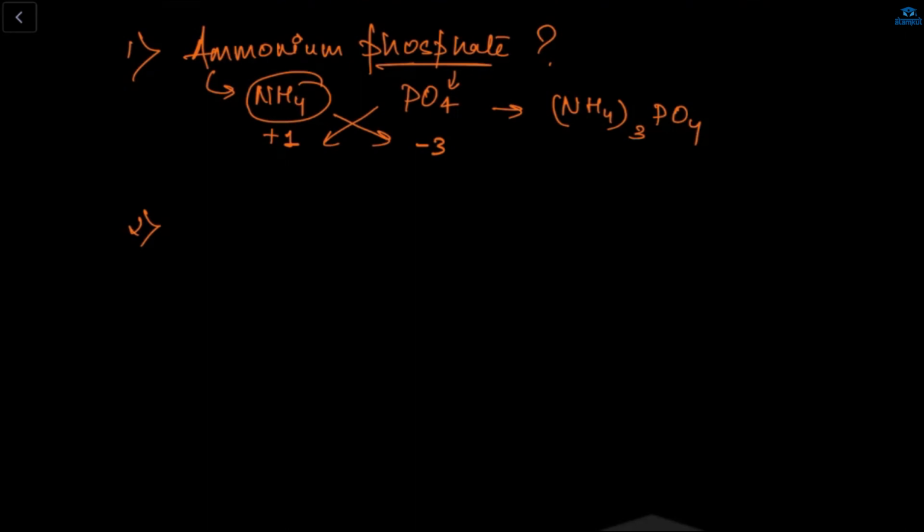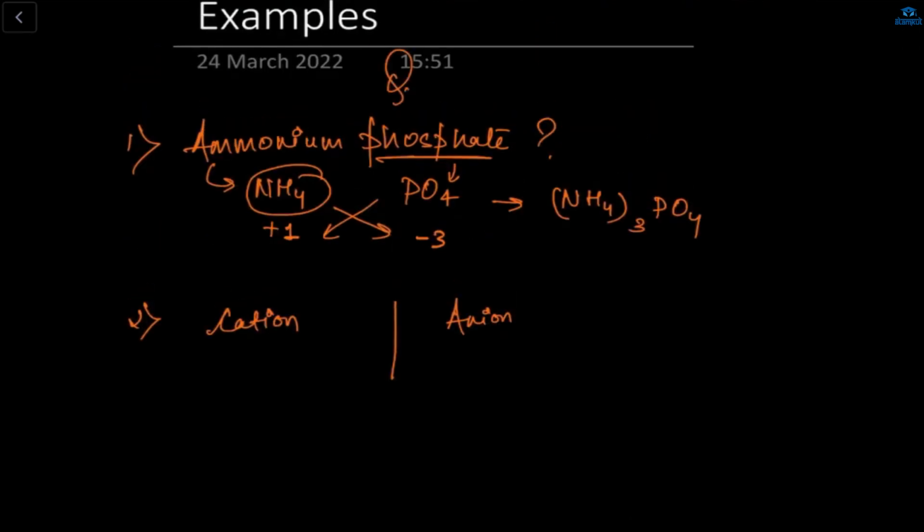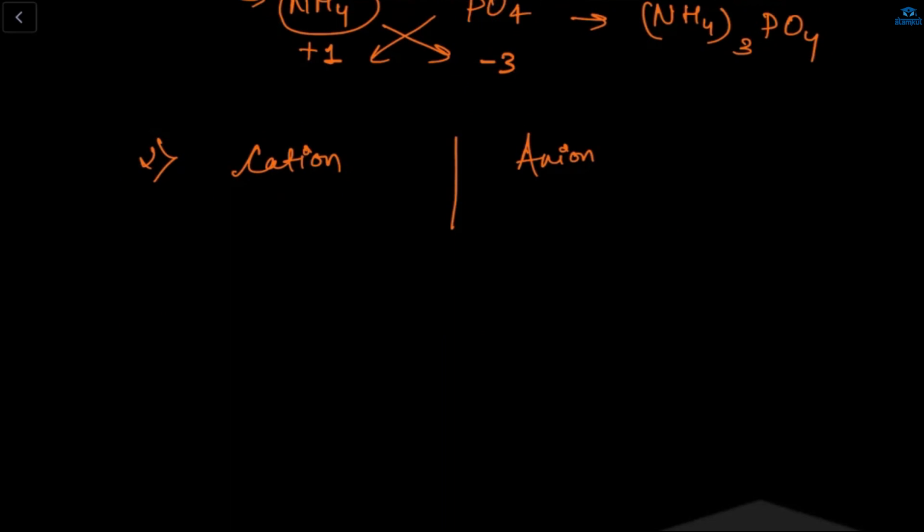Next one was, give the difference between a cation and anion. Now you tell me the difference between cation and anion. Cation has positive and anion has negative. Yes. Then do we have to give an example also in the exam? Obviously, you have to. Cation is a positively charged ion, and anion is a negatively charged ion. Now what is the example of this? Na plus, K plus, Mg2 plus.